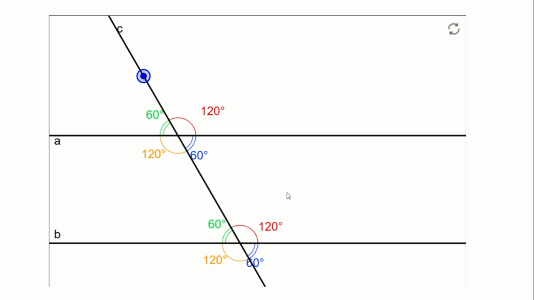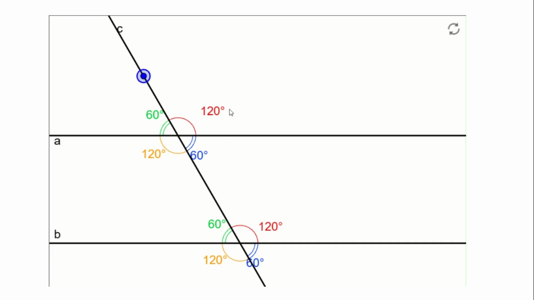Hello everyone, in this video I try to show the behavior of a transversal line. Clearly we see that A and B are parallel lines and this line is a transversal, and it makes an angle of 120 degrees here on the A side, and the same thing happens on the B side. It also makes a 120 degree angle.